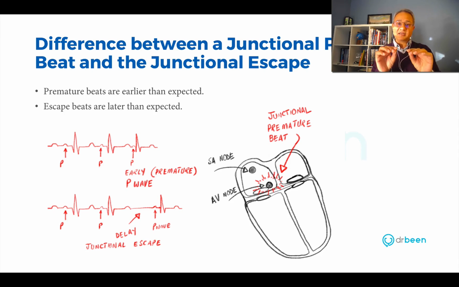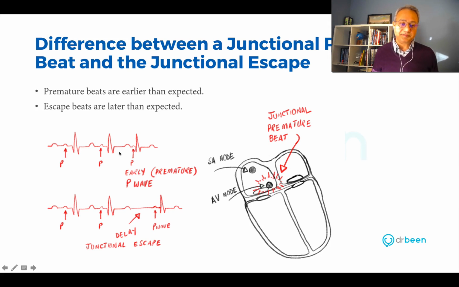So an absent P wave or inverted or retrograde P wave with a late QRS complex is the escape rhythm. And an absent P wave or retrograde P wave with an earlier QRS complex is a premature beat. That's it. That's the simple rule.